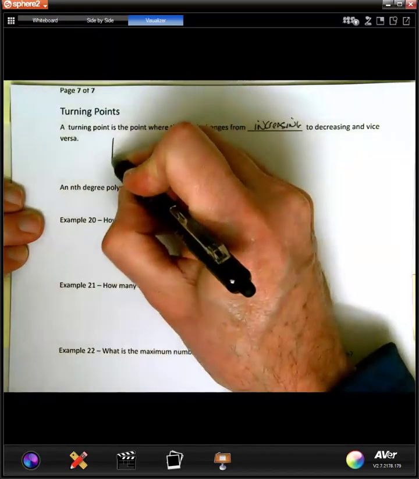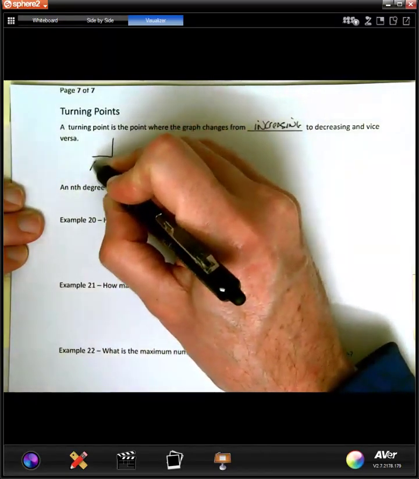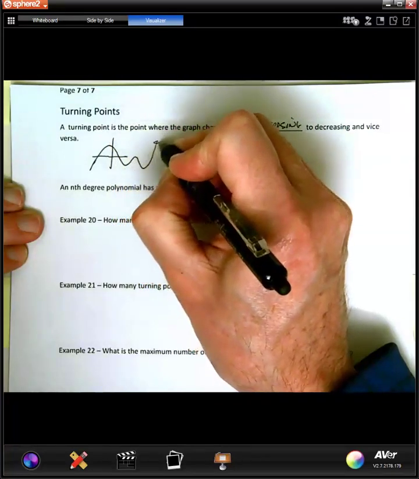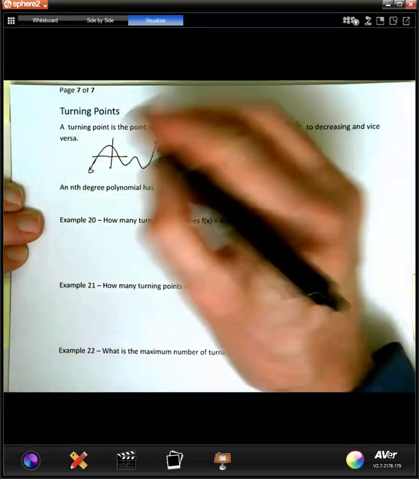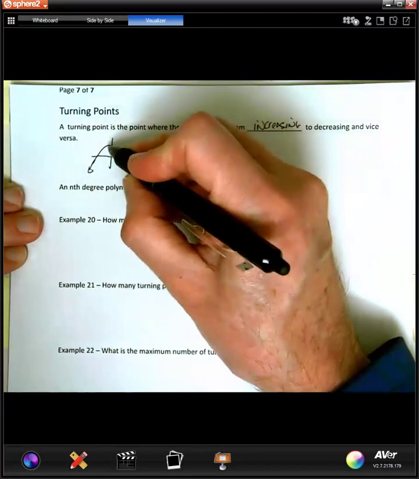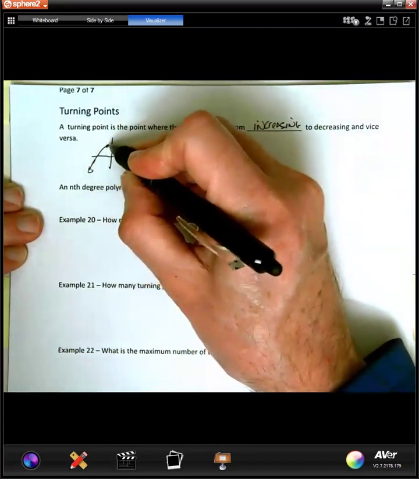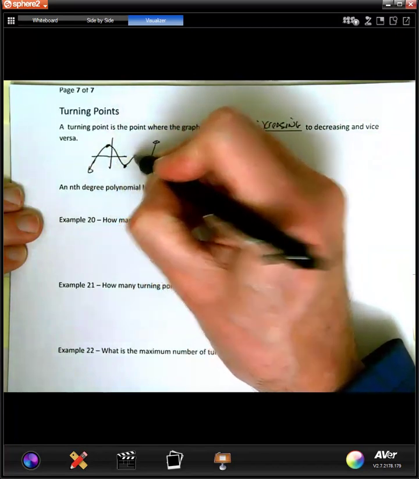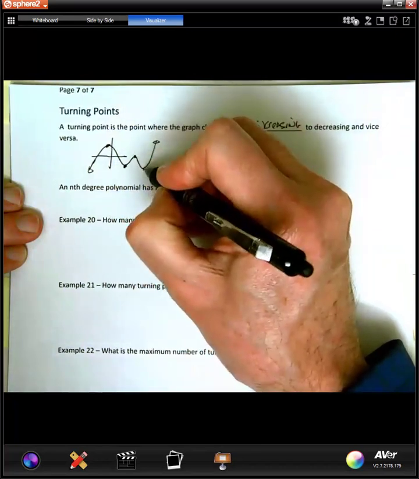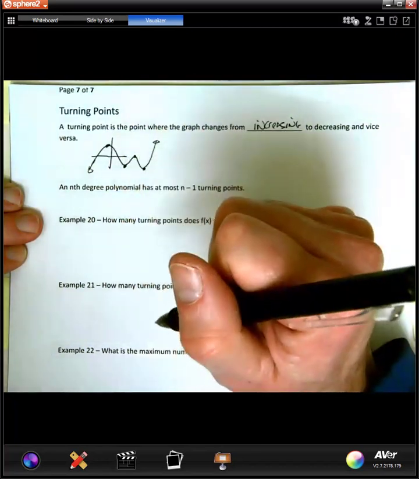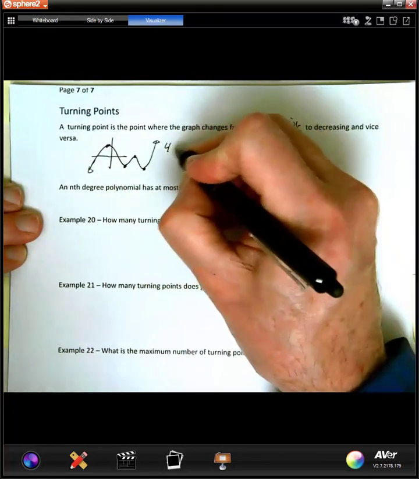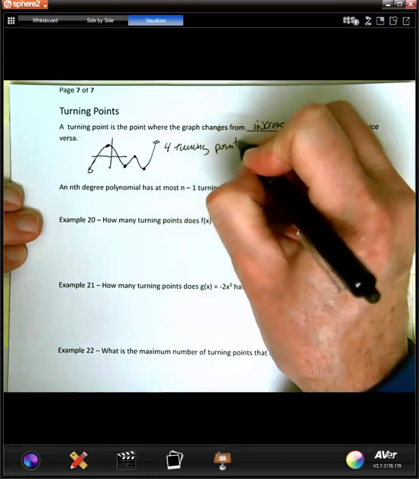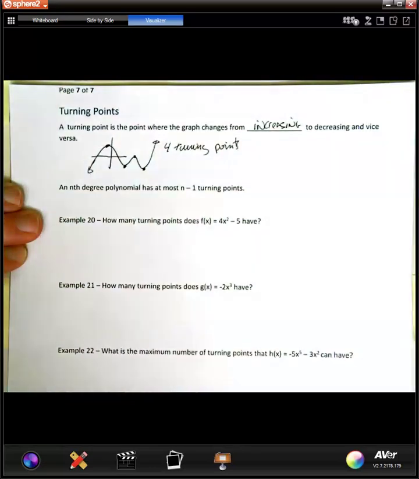So for example, if I have a graph that looks like this, then I'm going to just start counting the number of times I'm changing directions. So I'm going increasing, then decreasing, that's two, increasing again, then decreasing and increasing. I got 1, 2, 3, 4. So right now what I have for this question is 4 turning points. So that's really what a turning point is. It's when I'm going from increasing to decreasing and vice versa.